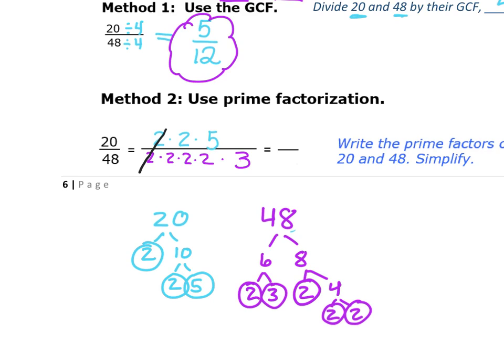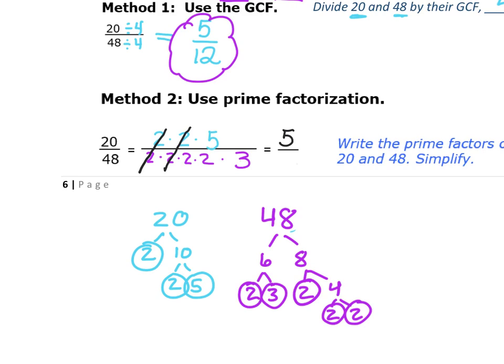So there's a 2 in the top and bottom. I'm going to cross those off. There's another 2 in the top and bottom, or numerator and denominator. We're going to cross those off. And our simplest term fraction is found by multiplying what's left. So there's nothing to multiply on the top. I just have a 5. On the bottom, I have a 2 and a 3.